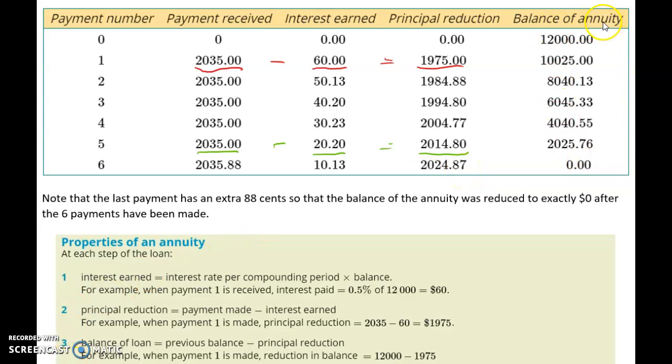Okay, the last column is the balance of the annuity. So that is representative of how much money the bank is still looking after for you. So initially Joe put in 12,000 and then it gradually reduced month by month. To work this one out, what you do is you take the previous month and subtract the principal reduction, and then that gives you the next balance. So just to go through that, it's the balance of the previous month minus the principal reduction, and that'll give you the new value.